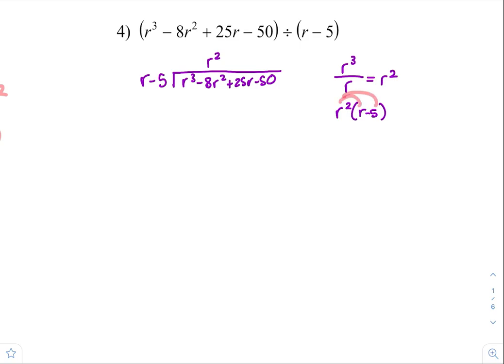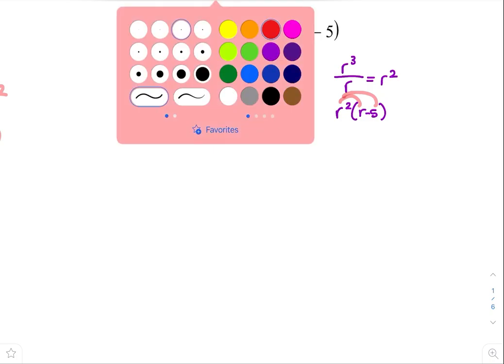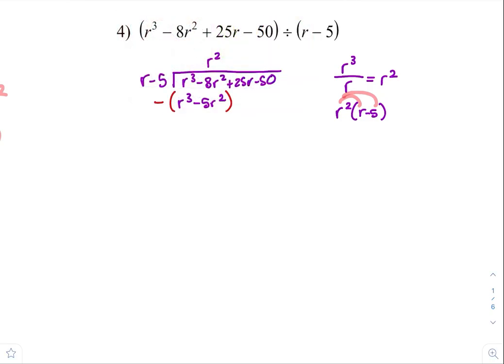R times r squared is r to the third. R squared times negative 5 is negative 5r squared. Subtract. Distribute the negative. So r to the third minus r to the third is 0. Negative 8 minus negative 5, so this is going to be a positive, right? So negative 8 plus 5, that's going to be negative 3r to the second.